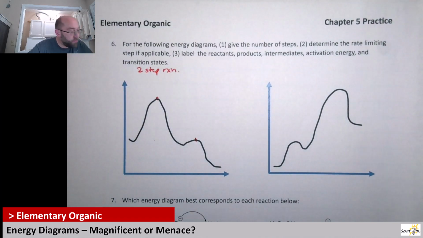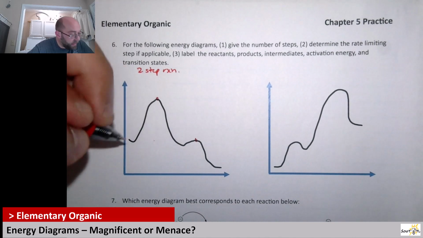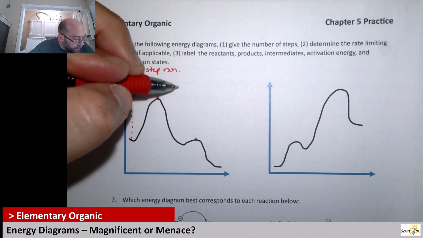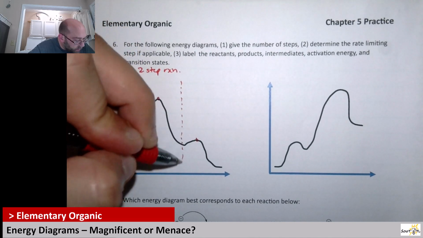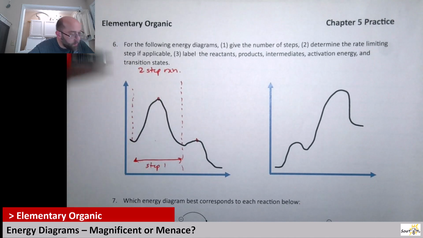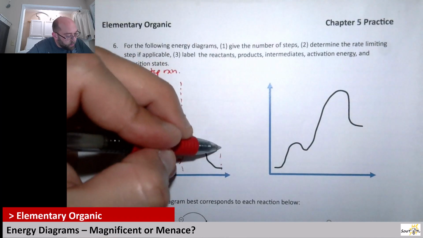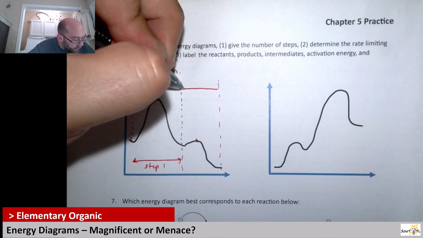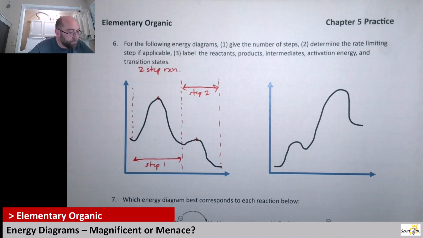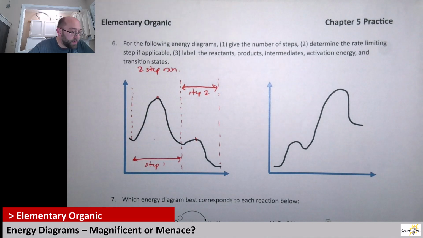Now from there, the way it works, your steps go from the low point on either side of the peak. So your first step here would start here, but it would end right in here, right? From there to there, that is step 1. And then from here to here, this would encompass step 2. Now in determining the rate determining step, we need to go ahead and identify everything first.